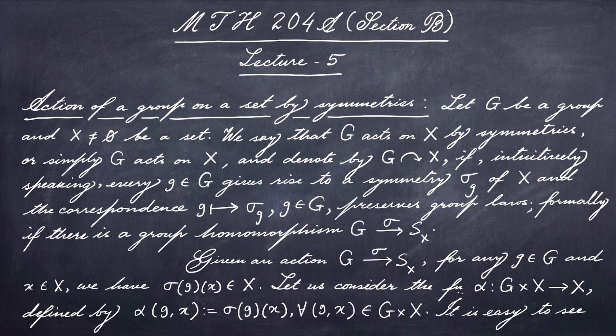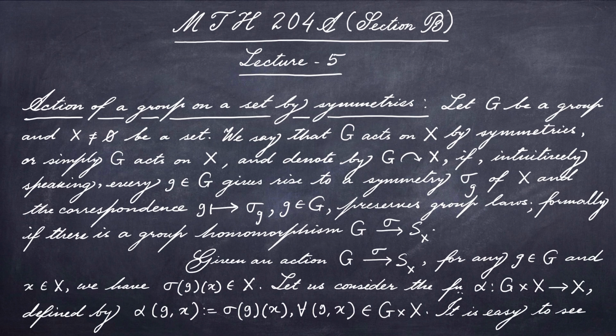I repeat that the situation is we have a group and a non-empty set. So every element from the group is giving a symmetry of the set under consideration in a coherent manner. That is why we are calling it the group acts on the set by symmetries, because, intuitively speaking, every group element is actually acting on the set by symmetries. Every group element is giving a symmetry of the set, and since both G and S_X are groups, we insist that this assignment preserves the structures. So it's a map that preserves the structures of the groups, which is exactly meant by saying this is a homomorphism. All right.